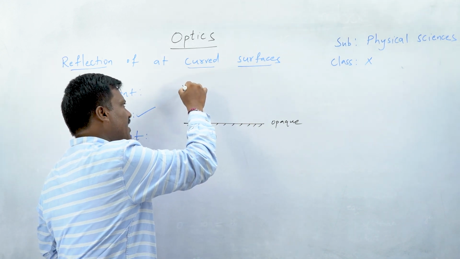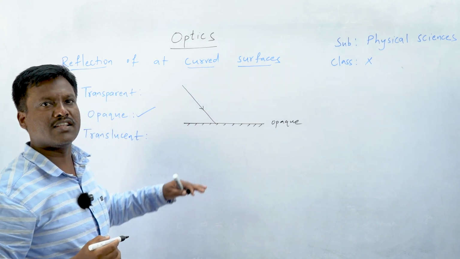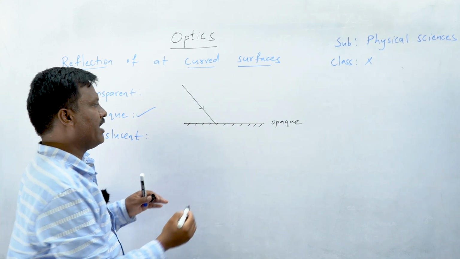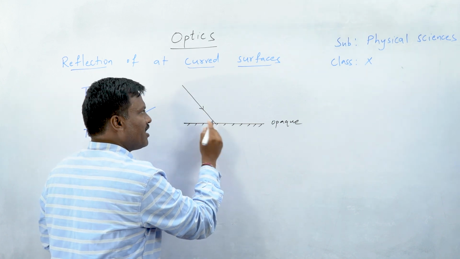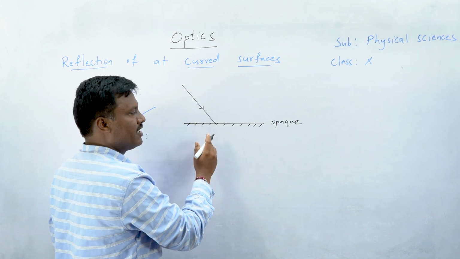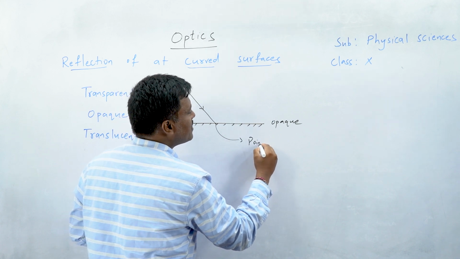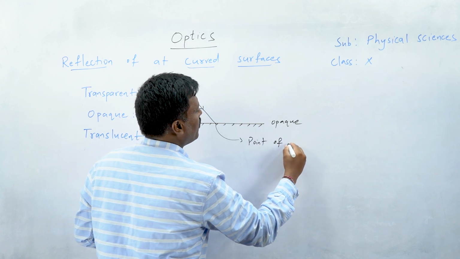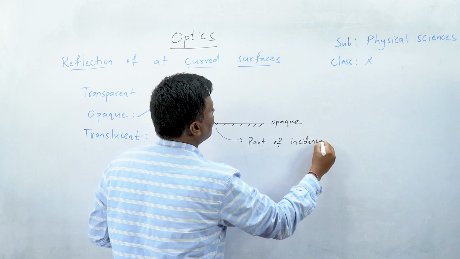Now a ray of light is going to be incident on the surface at one of the points on the surface. This particular point where this incident ray meets the surface is called the point of incidence.